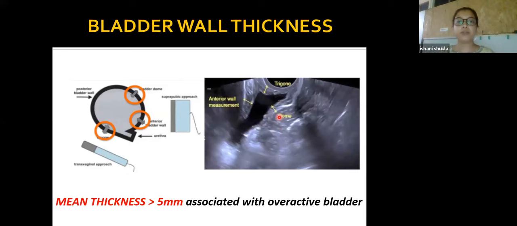Coming to bladder wall thickness, we measure it at three areas. The first is the trigone, the second is the anterior wall measurement, and third is the dome. We take an average of these three measurements. If the mean thickness is more than 5 millimeter, we can say there is detrusor overactivity and leads to overactive bladder. Urethral hypermobility. It is a functional abnormality.